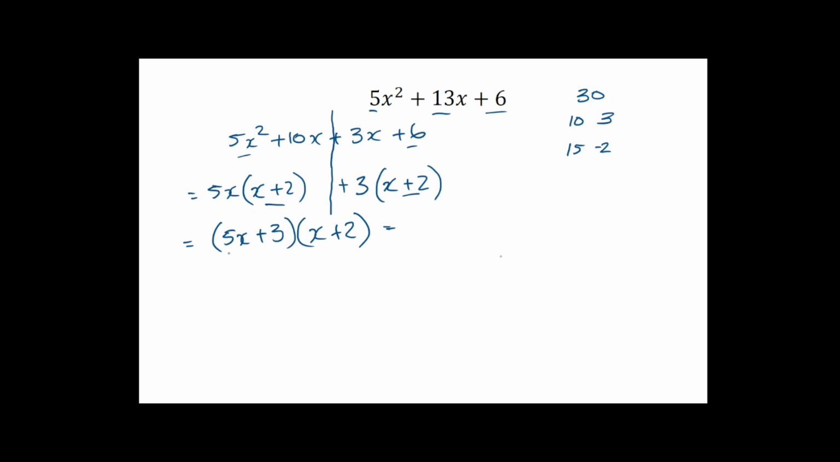Just as a double check, does this work out? 5x times x is 5x squared. 5x times 2 is 10x. 3 times x is 3x. And 3 times 2 is 6. Collect up those like terms. Is that the same as what we started with? Yep, 5x squared, 13x, 6, and we're done.